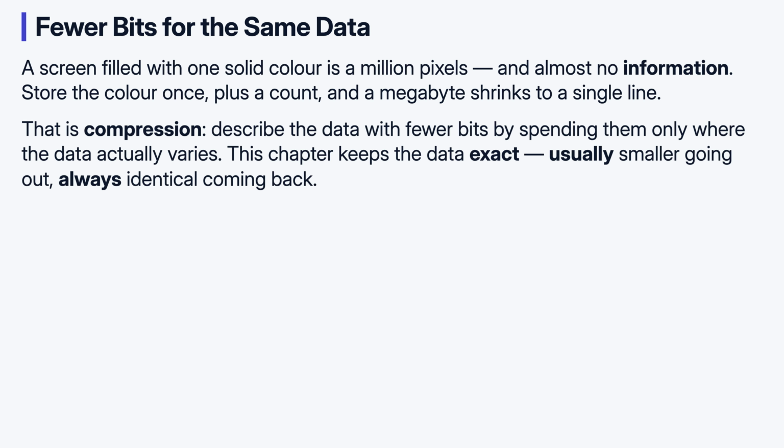And in this chapter, the data stays exact. It usually goes out smaller, and it always comes back identical, bit for bit.